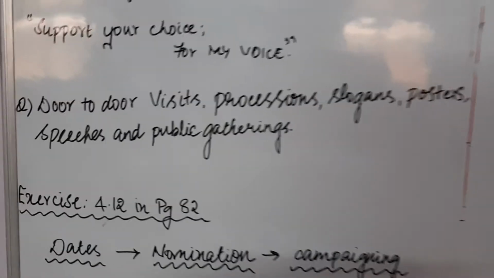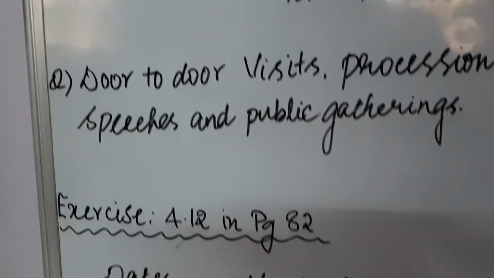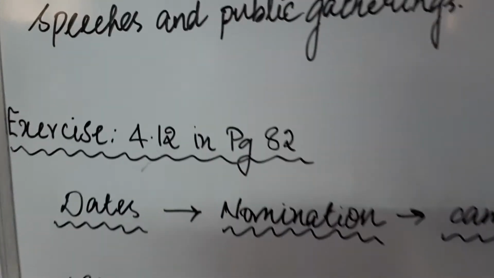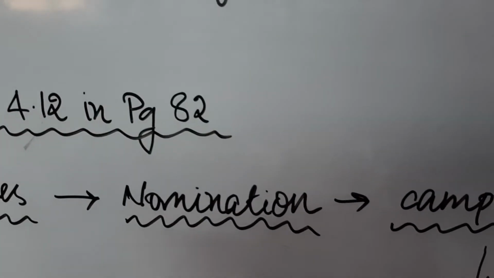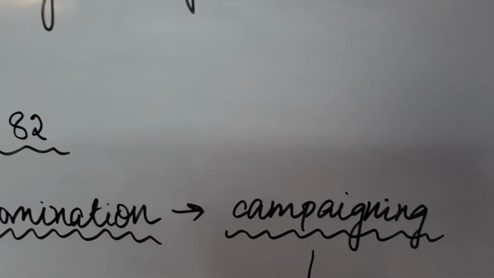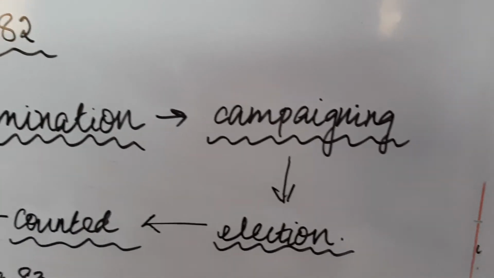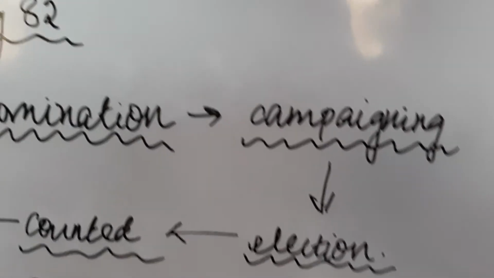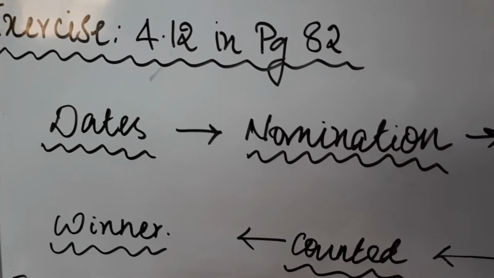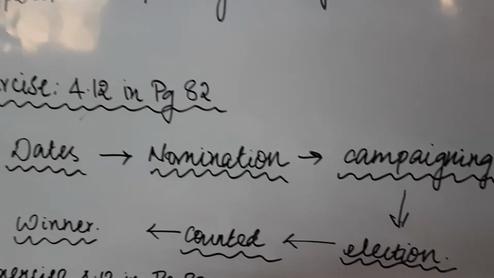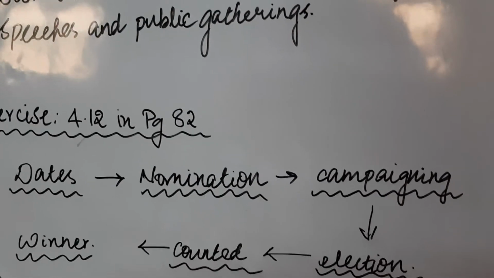And moving on to the next, we have exercise number 4.12, which is on page number 82. I'll just explain it once again. The election dates are to be released by the Election Commission of India. Then the filing of nominations will be done. After filing of nominations, the campaigning process will start. After campaigning, the election date will come. And moving on, the cast votes will be counted in the counting booth. Next, the declaration of the winner will be done. So we have a short summary of the election process here. I have shared my answers. You can refer to the answers from here.